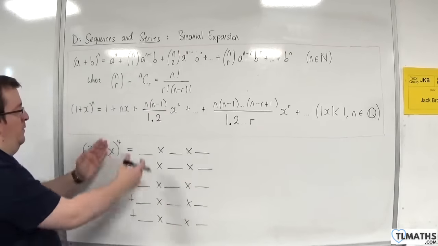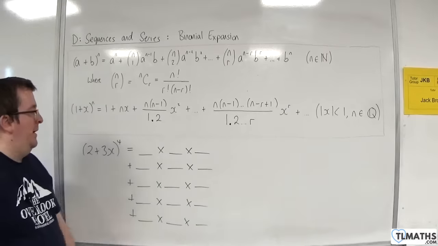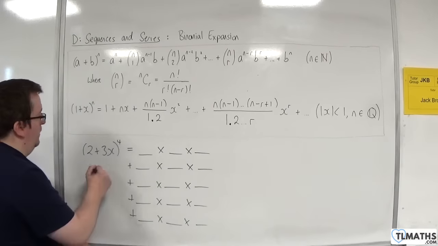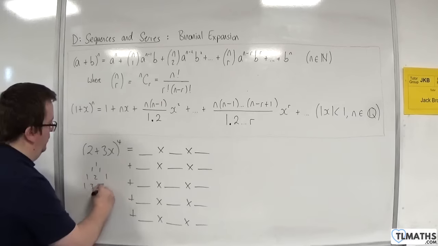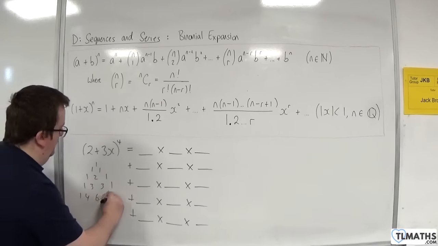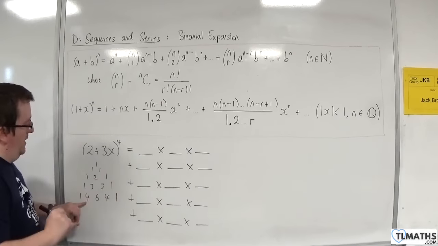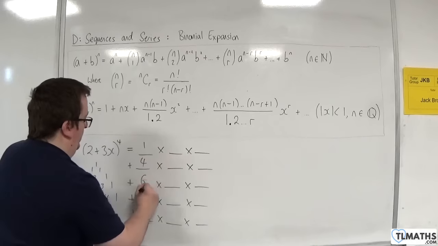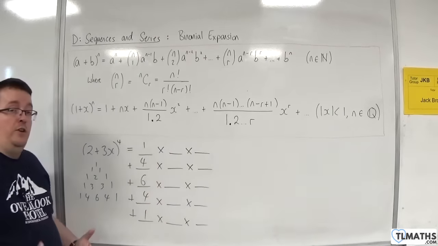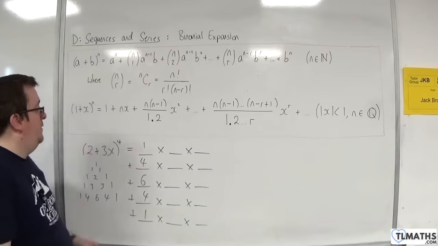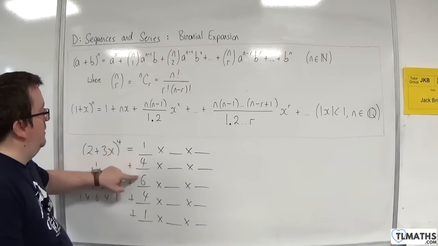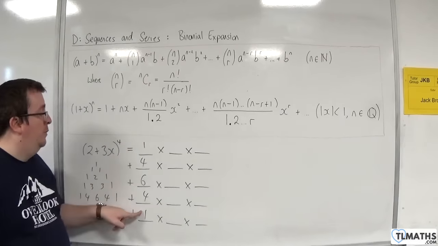Okay, now the first column will be Pascal's triangle. Now, for something like 4, you might just want to write out Pascal's triangle until you get to the one with 4 there. So 1, 4, 6, 4, 1. Alternatively, you can use the nCr button on your calculator. 4 choose 0, 4 choose 1, 4 choose 2, 4 choose 3, 4 choose 4.